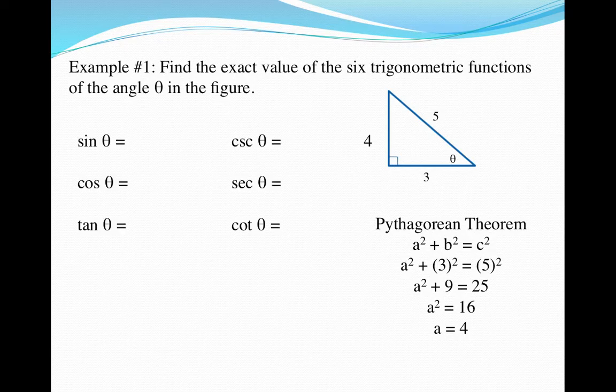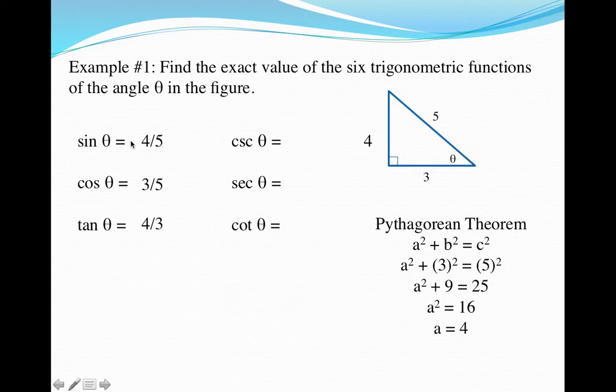Then we're going to define our 6 trig functions: our sine, cosine, and tangent, cosecant, secant, and cotangent. The sine is the opposite side, 4, over the hypotenuse, 5. So the sine of theta is 4 over 5. The cosine of theta is the adjacent side over the hypotenuse, which is 3 over 5. And the tangent is the opposite side over the adjacent side, which is 4 over 3.